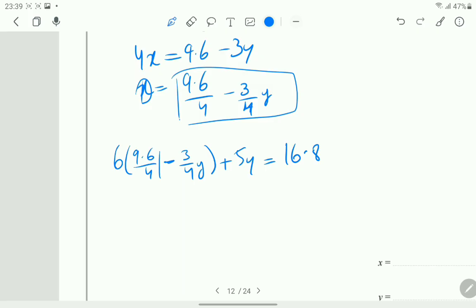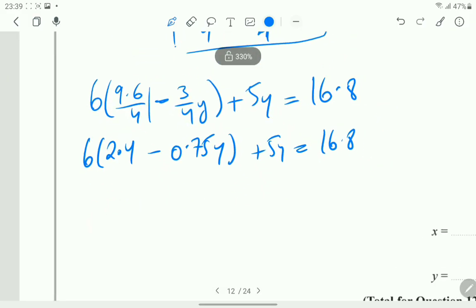9.6 divided by 4 is 2.4. 6 times 2.4, and this is 0.75 by plus 5y equals to 16.8. Let's multiply 6 with the brackets content.